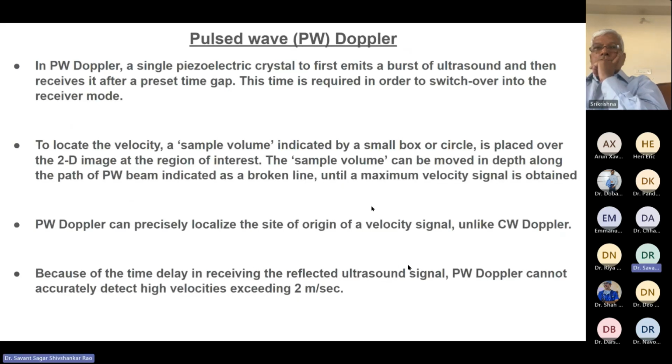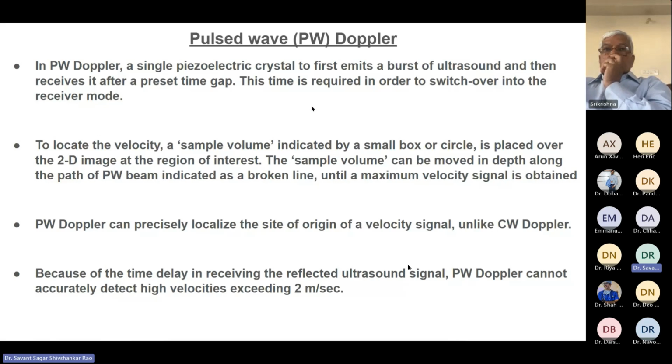While in pulse wave Doppler, a single piezoelectric crystal emits a burst of ultrasound and then receives it after a preset time gap. This time is required in order to switch over into the receiver mode. To locate the velocity, a sample volume indicated by a small box or a circle is placed over the 2D image at the region of interest.